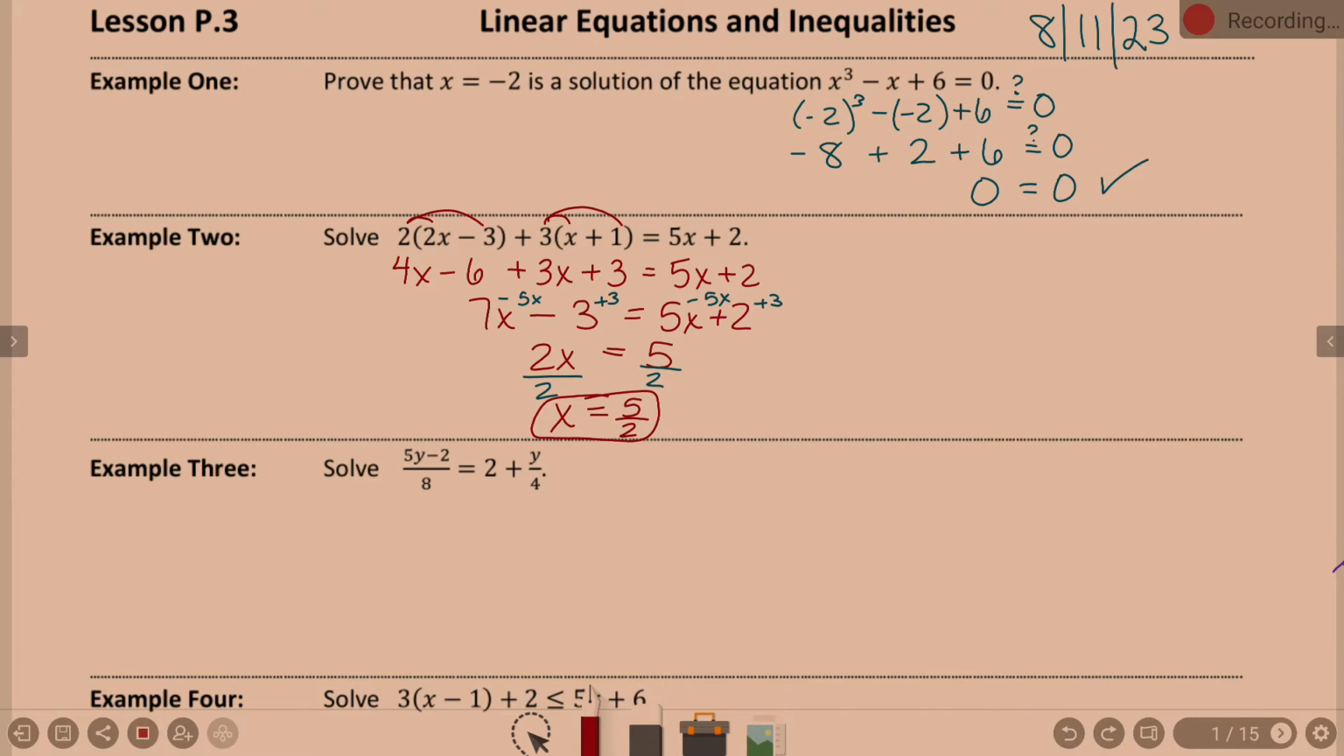Okay, example 3. Thoughts? I simplified the 8 and the 2 first. I did the cross thing. Why can't I do the cross thing? I'm assuming you're talking about this 8 and this 2? And we can't do the cross thing because those are on opposite sides of the equation.